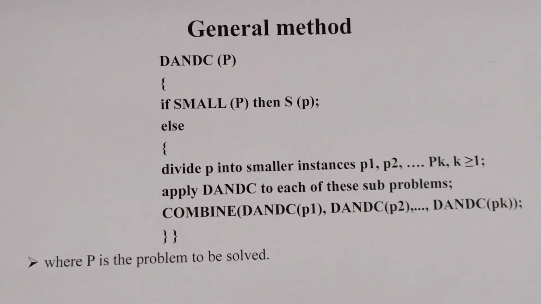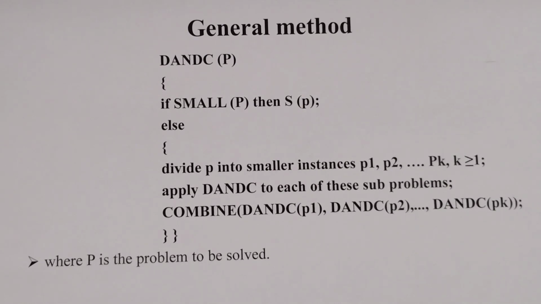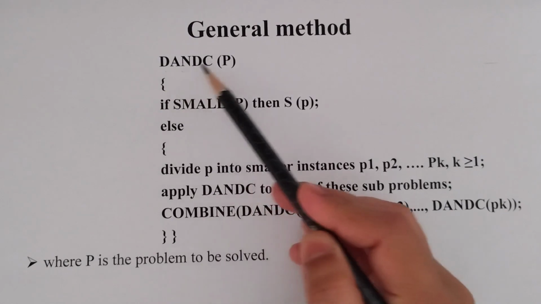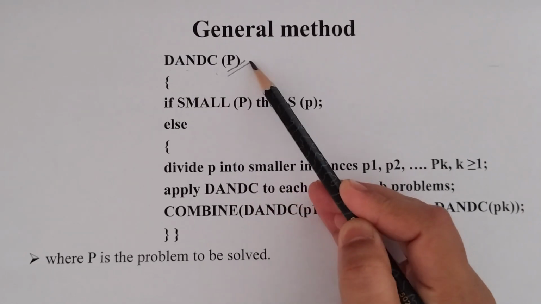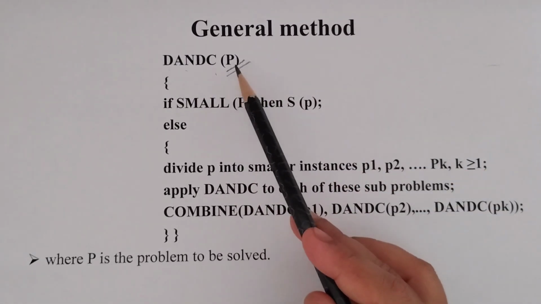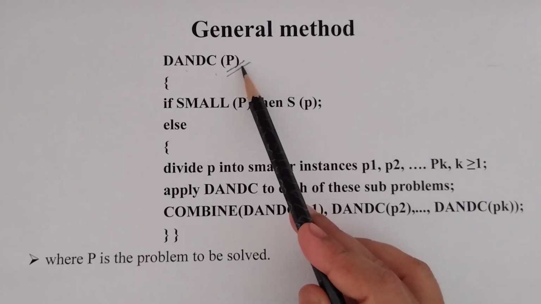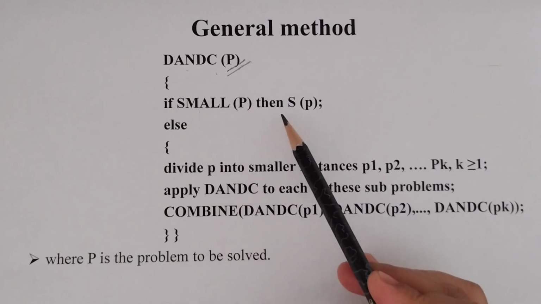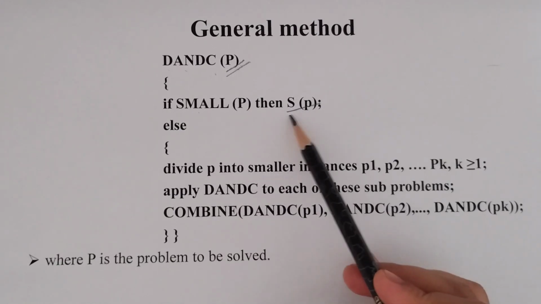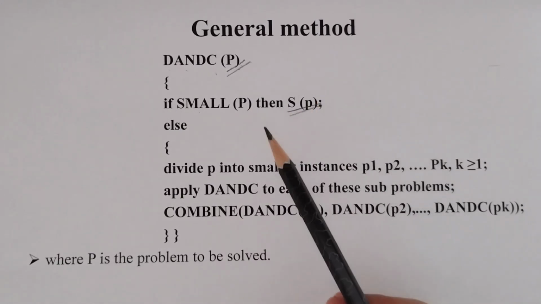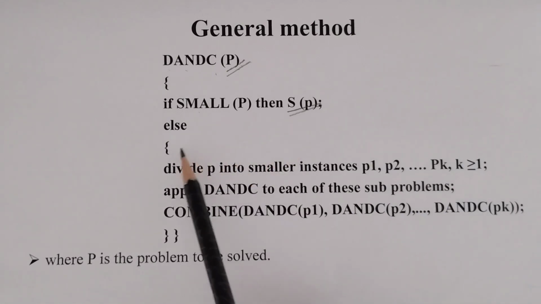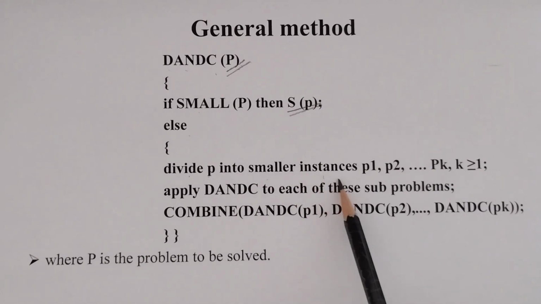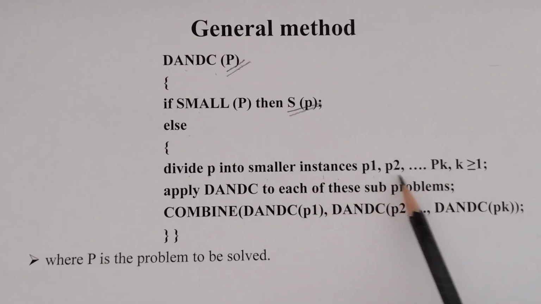Now we'll see the general algorithm for this divide and conquer strategy. This is the general method. So this is divide and conquer, and you are given a problem. When this problem is given, you need to check the size of the problem. If the size of the problem is small, then you directly find the solution for the given problem, right? But in case the problem is larger, then you are going to divide that problem P into smaller sub instances, that is sub problems, P1, P2 up to Pk.